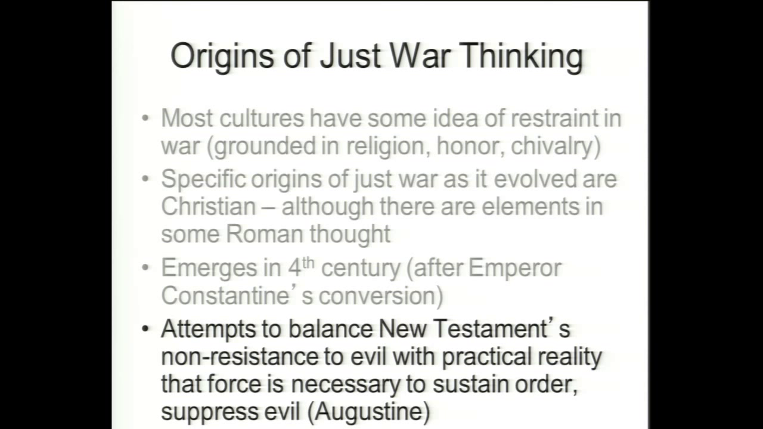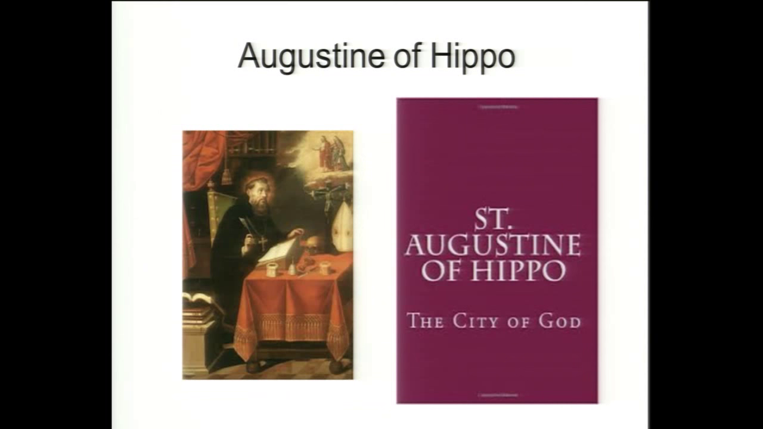And so you've got to somehow square what appears to be, if not pacifism, at least non-resistance, to an idea of the legitimate use of military force. And that's what sets the intellectual problem for fourth century thinkers. So, the first one who really does this is this guy, Augustine of Hippo. Hippo is a town in North Africa.